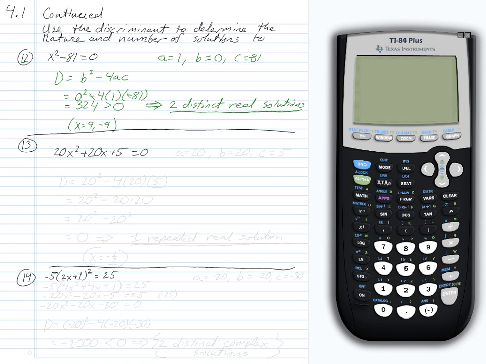Again, here we have a quadratic already in standard form. If your quadratic equation is not in standard form, you will need to do the additional steps to put it in its standard form. In other words, get one side equal to 0 before you can tell what A, B, and C are. So here we have A, 20, B, also 20, and C, 5. So our discriminant is going to be B squared, 20 squared, minus 4 times A times C.